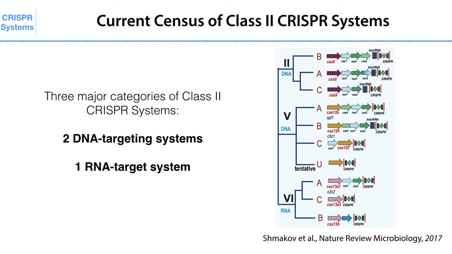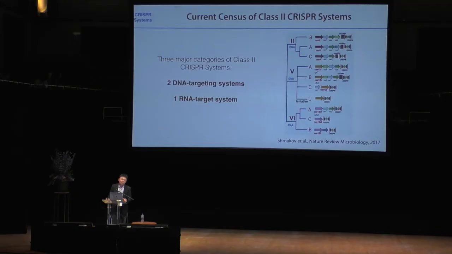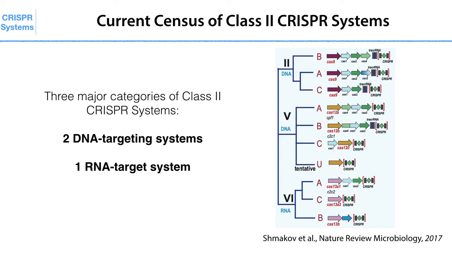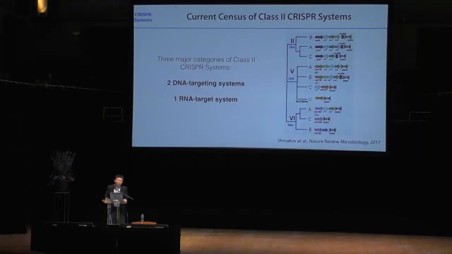And unlike Cas9 and Cas12, Cas13 targets RNA instead of DNA. So RNA is the other molecule in living systems that transmits information from DNA into protein. So we've developed Cas9 and Cas12 for a lot of different applications in gene editing, but I thought what I'll share with you today are some of the applications we've been developing with Cas13 to target RNA.